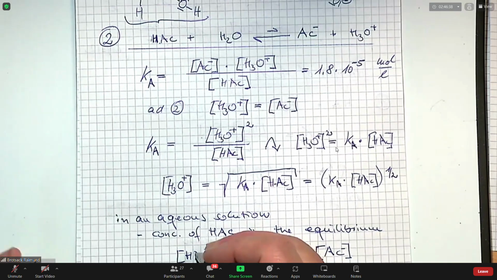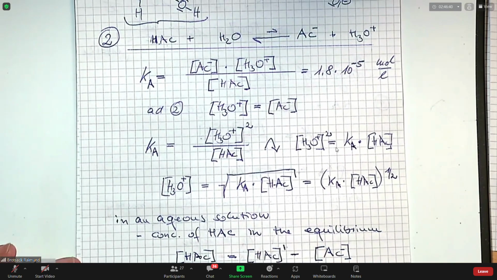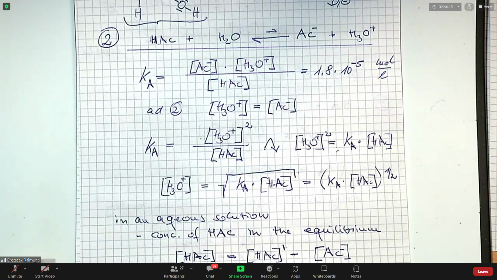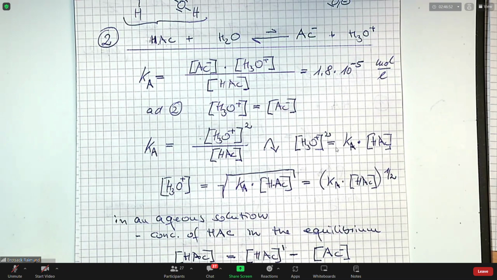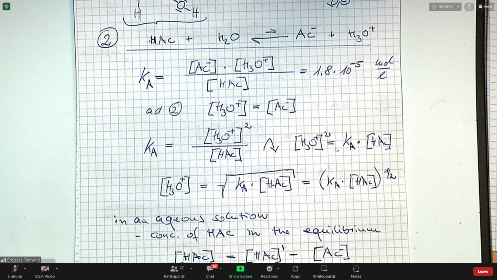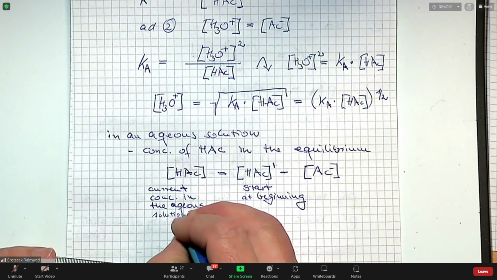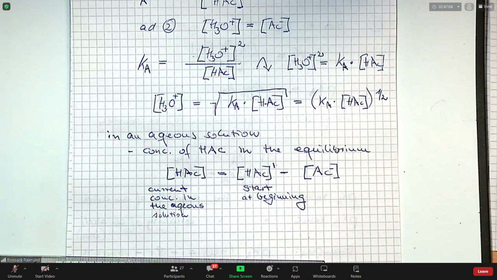If not, please ask. So that is the current concentration in the aqueous solution. The current concentration is the start concentration minus the Ac minus, which is already built.